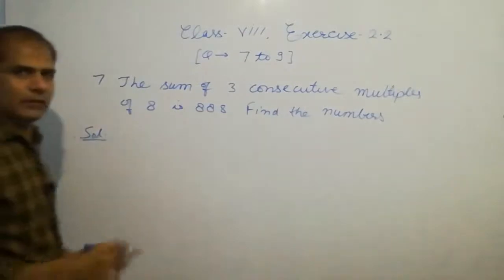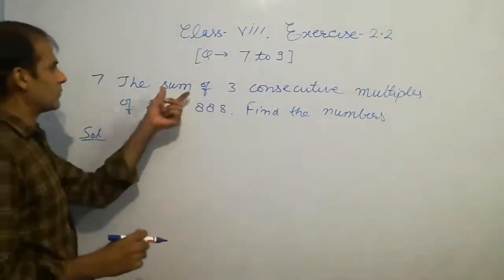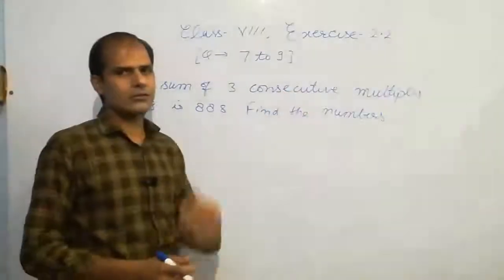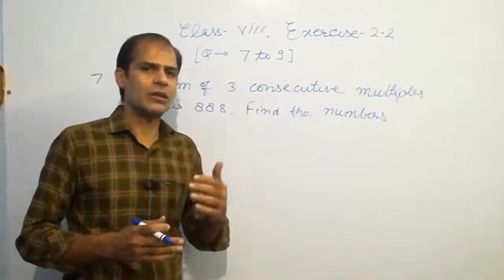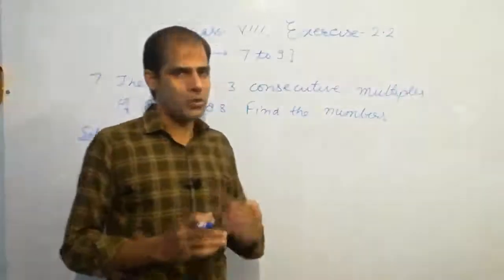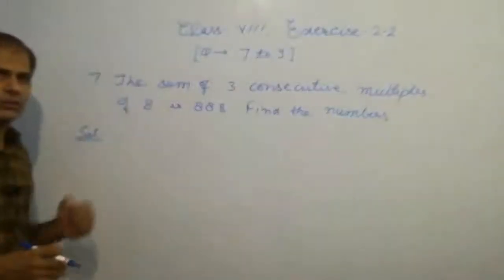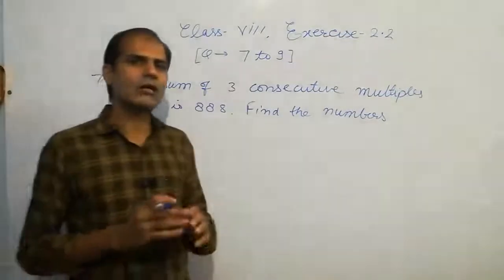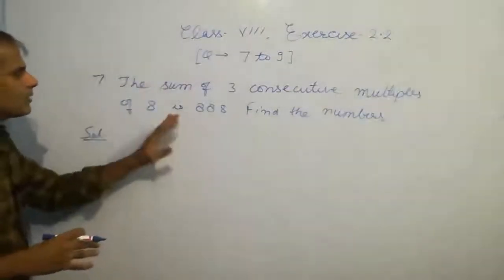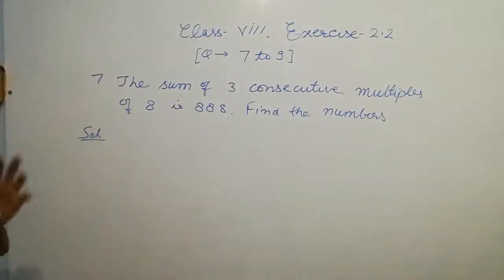Now, what should be the right approach to solve this question? You can see the sum of, sum means we will use addition, consecutive means numbers just coming one after another, as in the case of counting, consecutive multiples of 8. Multiples of 8 means the numbers which are exactly divisible by 8. So that sum is 888. Now we have to make a right equation.